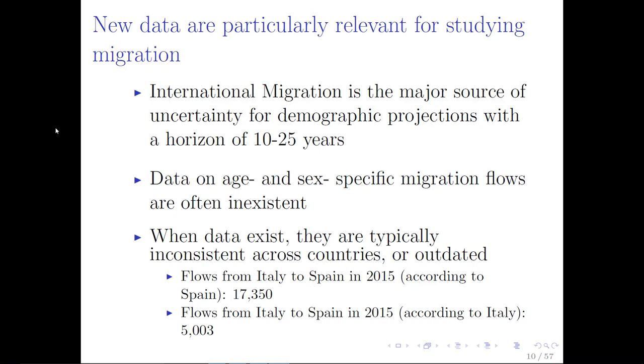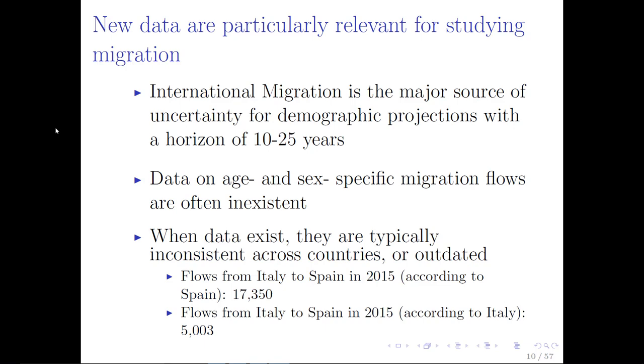This is not only in developing countries, but if we think of countries like Italy and Spain, if you want to know the flows from Italy to Spain in 2015, if you ask Spain, they would tell you about 17,000 people. If you ask Italy, they would tell you about 5,000 people. And that's because the data are collected differently. In one case, it's the sending country. In one case, it's the receiving country. There are different incentives to register or deregister, and so on.